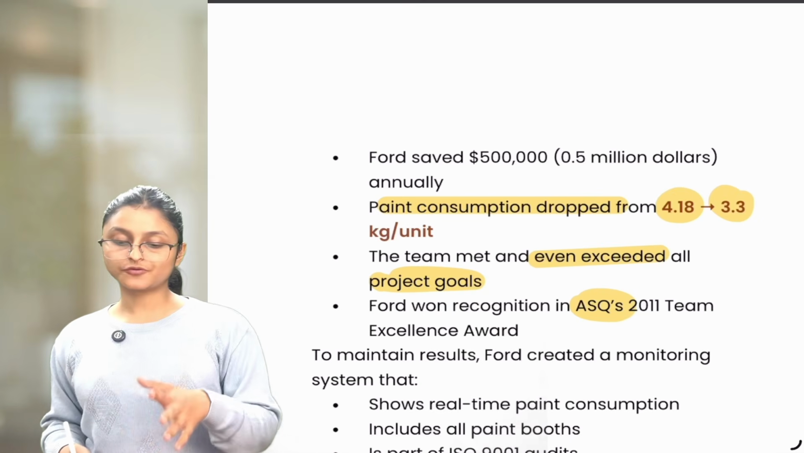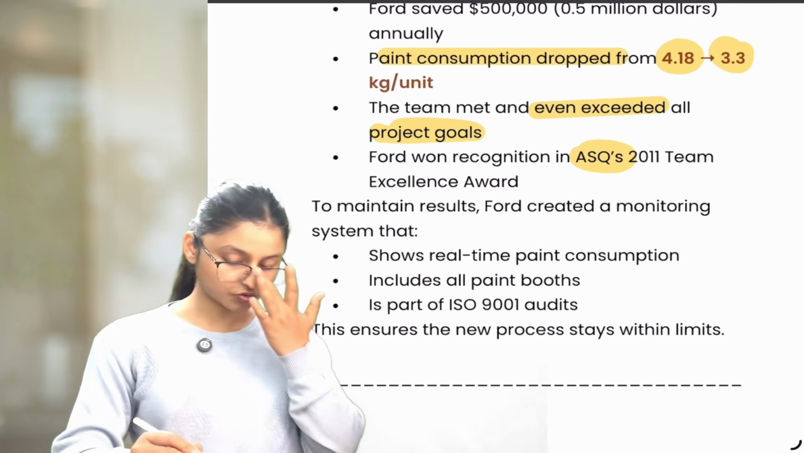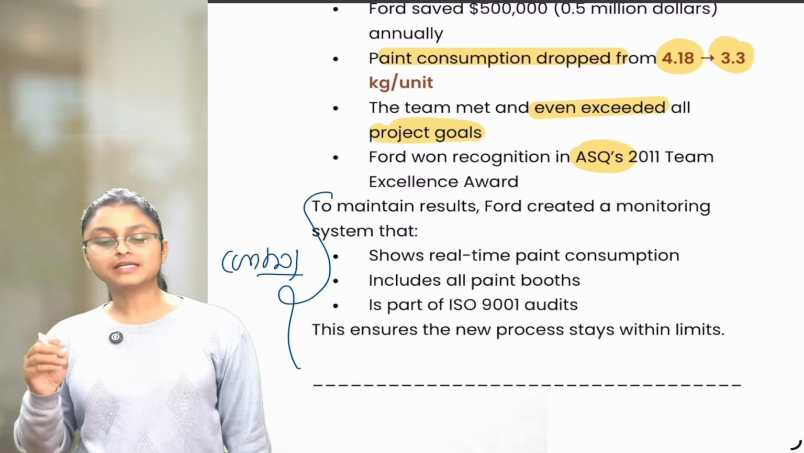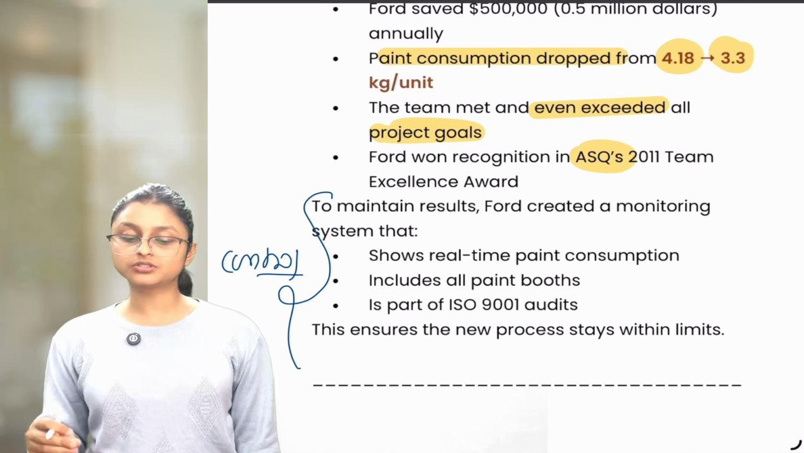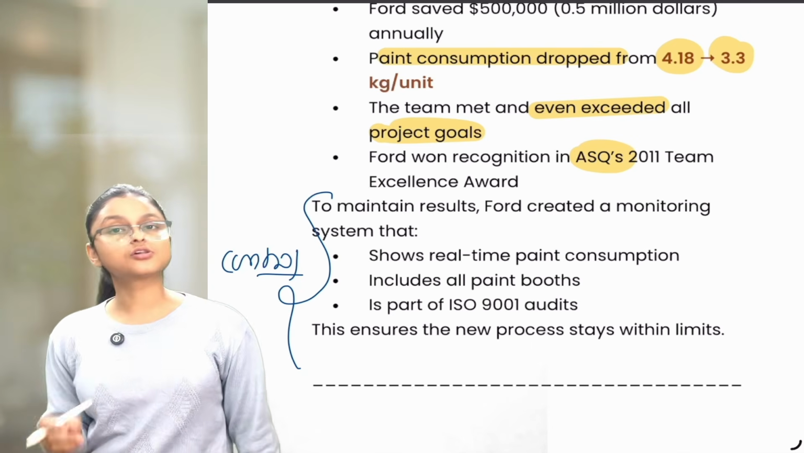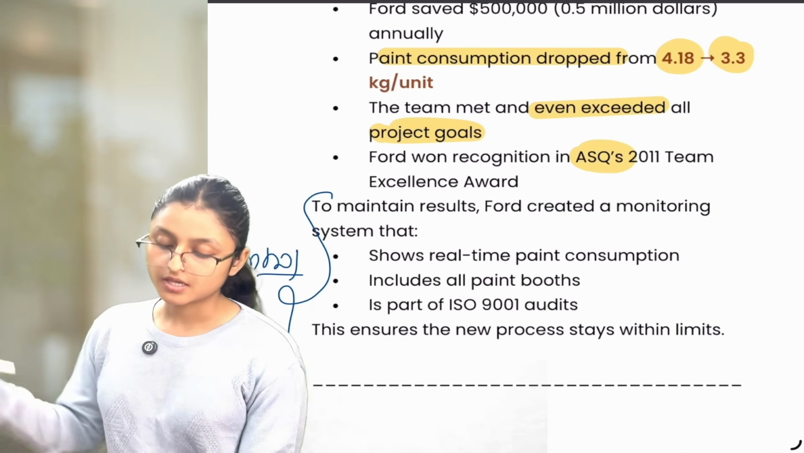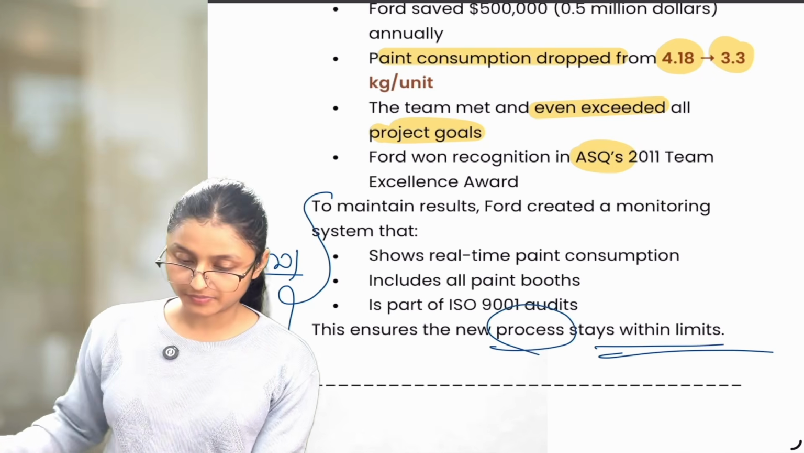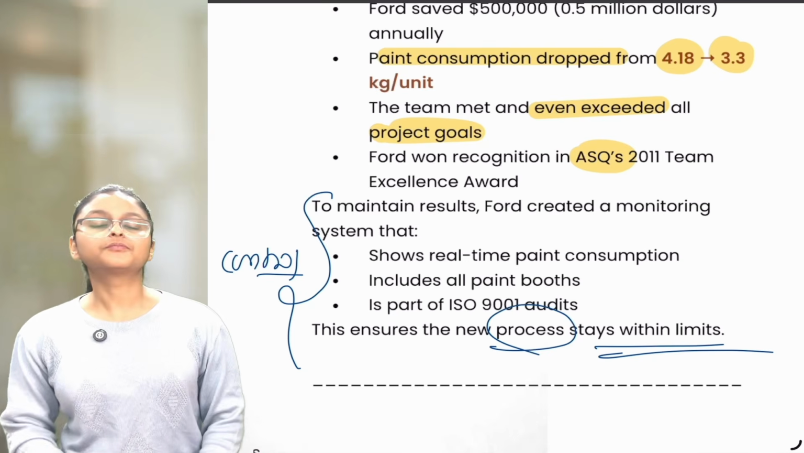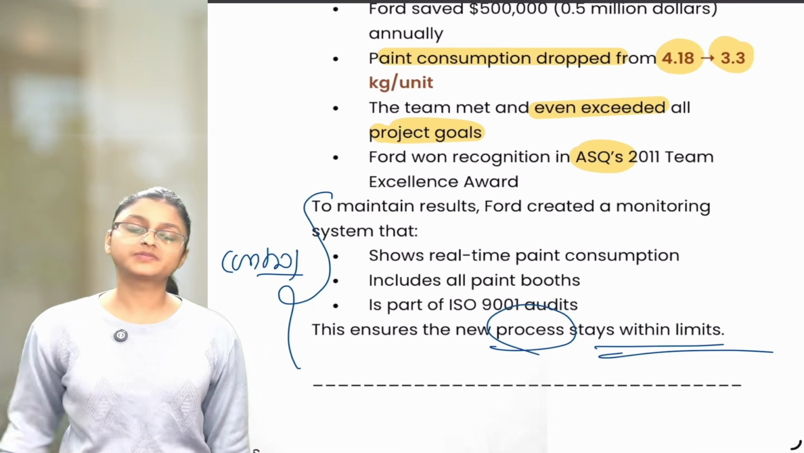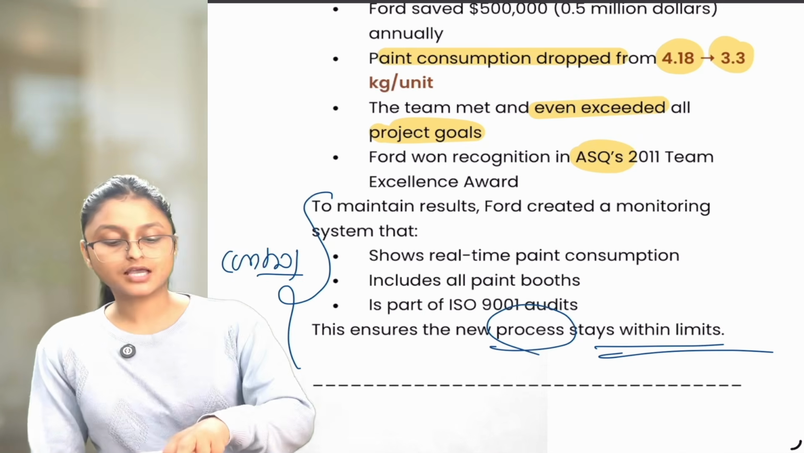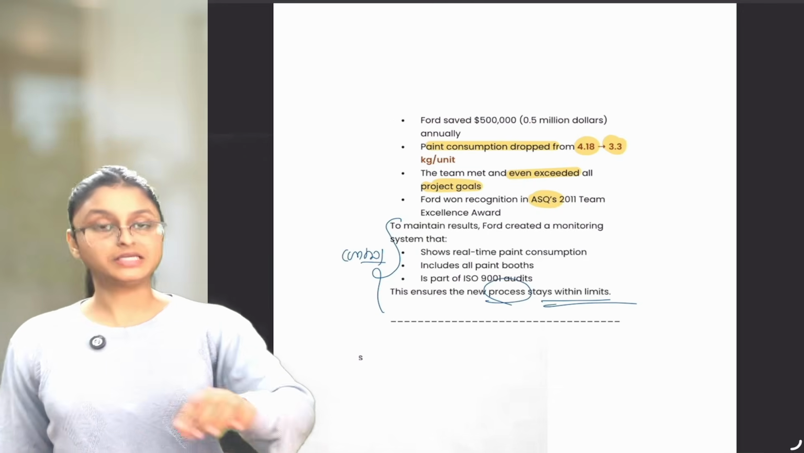To maintain results, Ford created a monitoring system, and that is what control is all about. Monitoring that everything is working properly or not. It shows real-time paint consumption, includes all paint booths, and is part of the ISO 9000 audit, so that as per ISO standards we are also checking everything is working fine or not. This ensures the process stays within the limits, and that is how, with the help of DMAIC, Ford improved its paint consumption, or reduced its paint consumption, and reduced its cost also. This is how organizations apply DMAIC and DMADV.